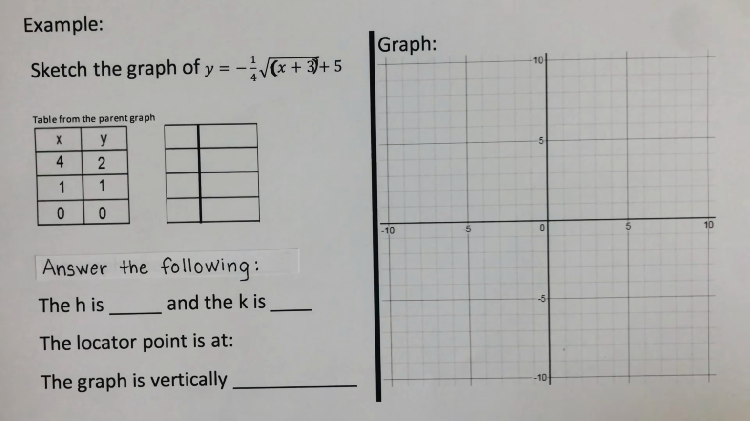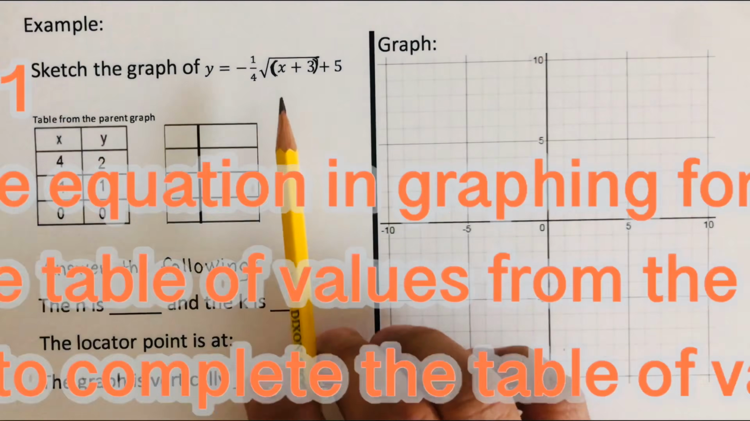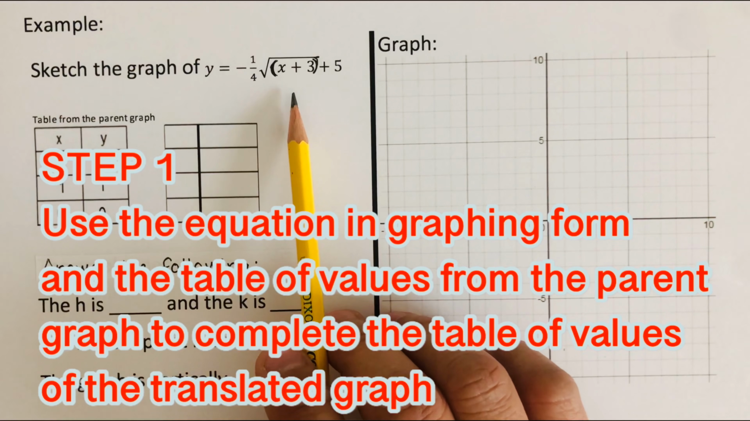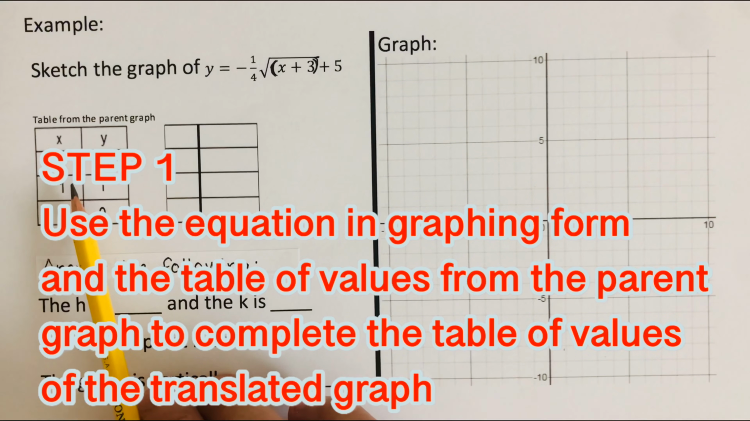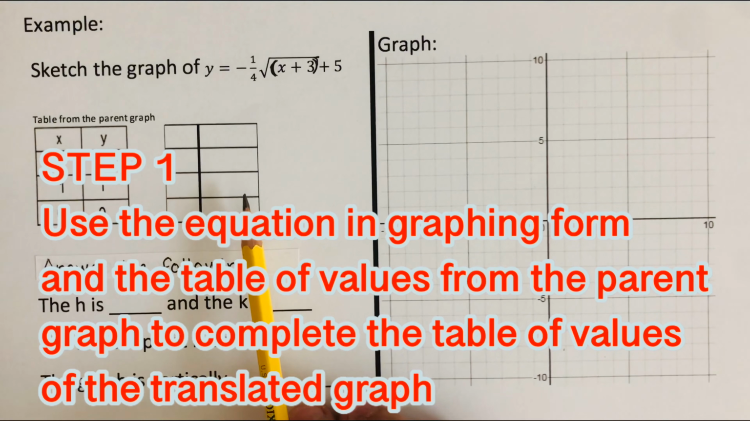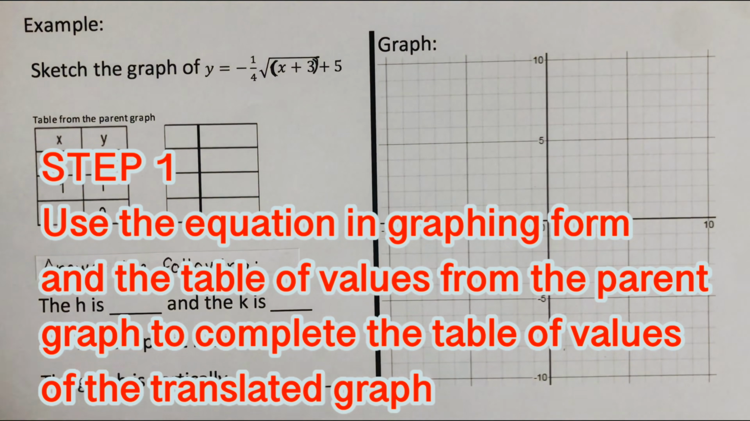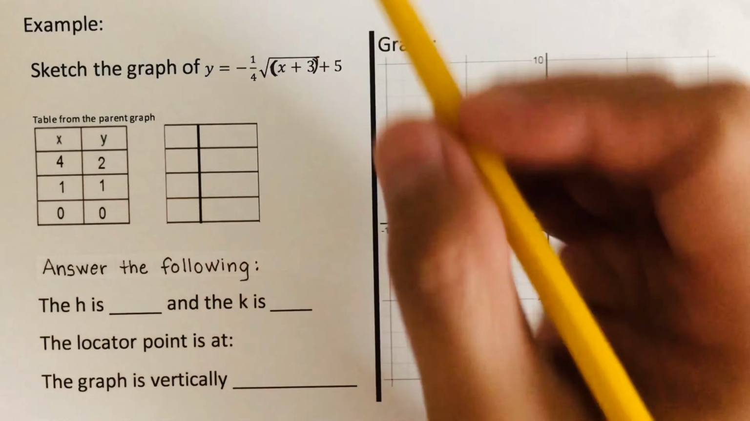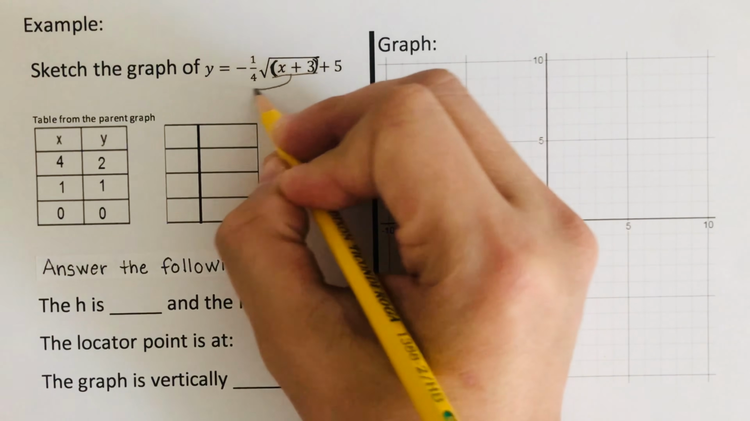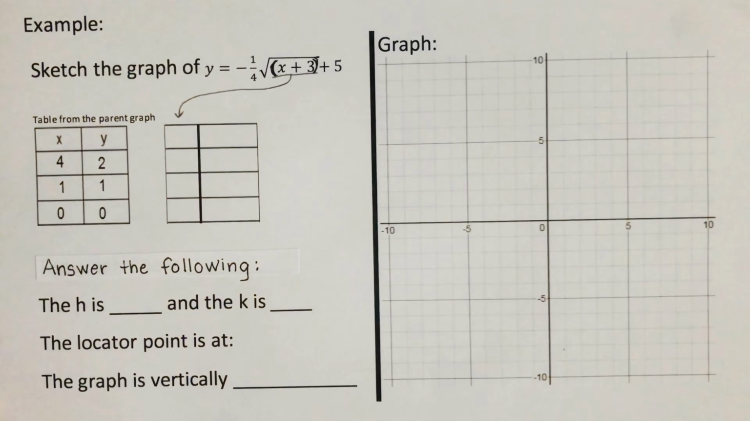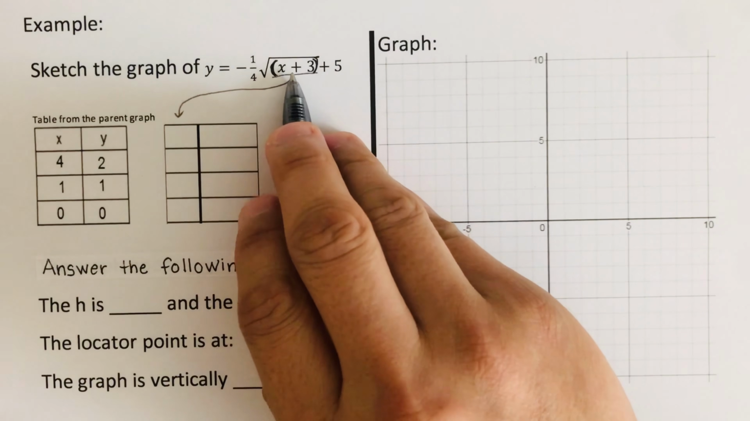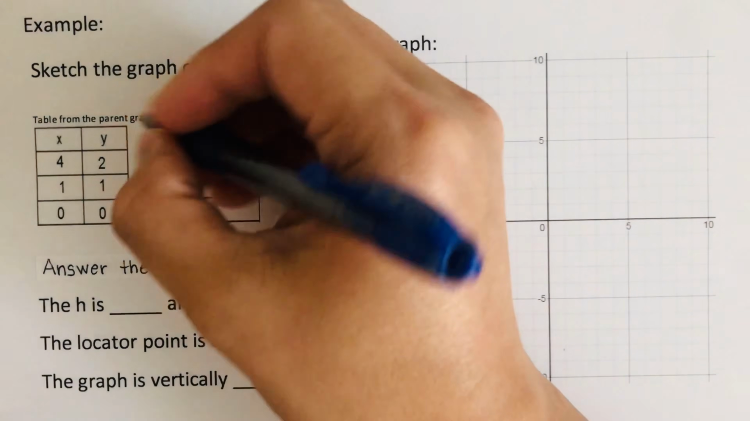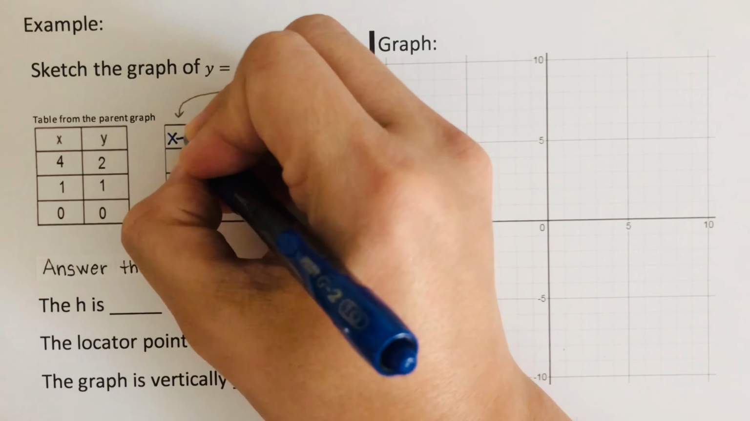Okay, so we move on to the first step. Use the equation in graphing form and the table of values from the parent graph to complete the table of values of the translated graph. So what we are going to do here is use this. We put it in the first column right here, but we are going to switch the values. So instead of x plus 3, this would become x minus 3.